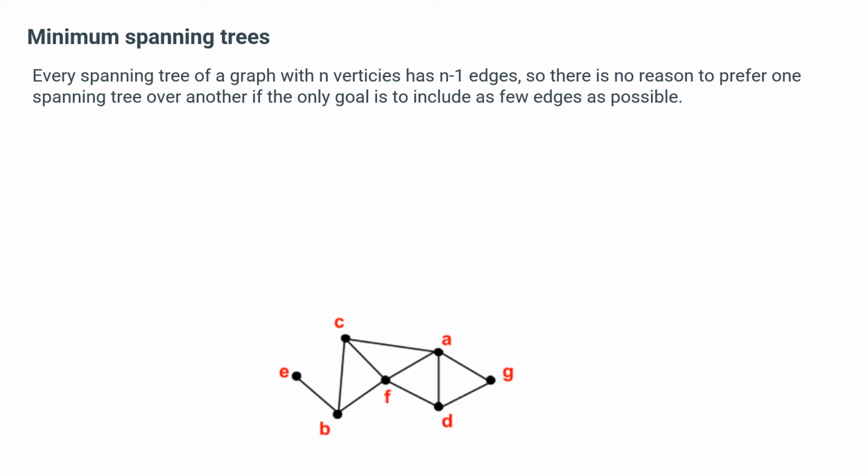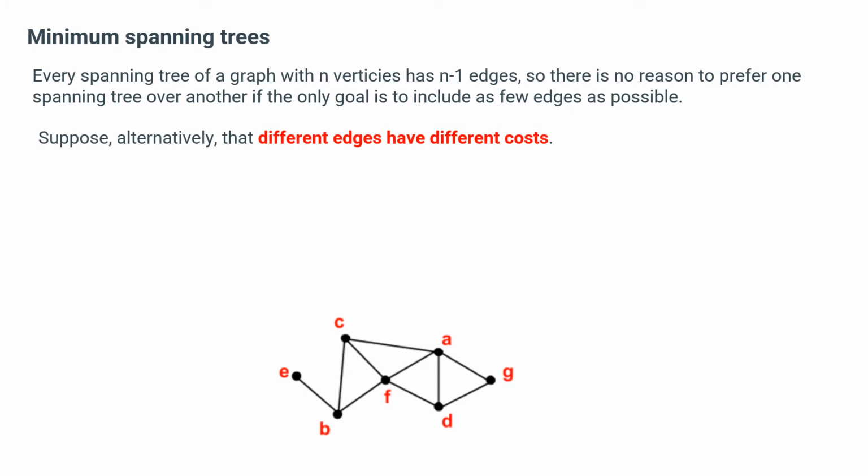Okay, so let me start again here. Every spanning tree of a graph with n vertices has n minus 1 edges. So there's no reason to prefer one spanning tree over another if the only goal is to include as few edges as possible, because all spanning trees will have the same number of edges. Okay, so there's nothing to say that one spanning tree would be any better than any others.